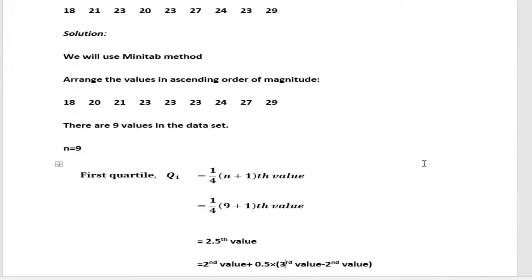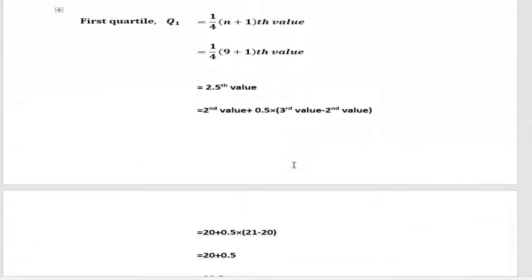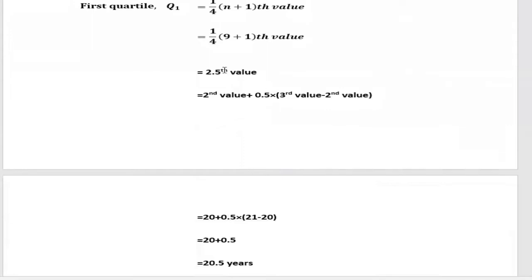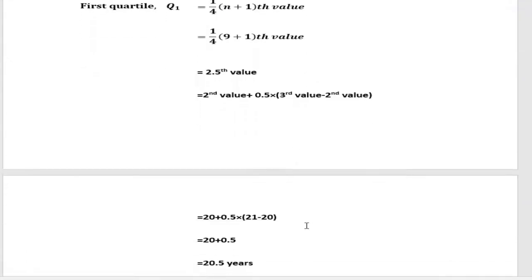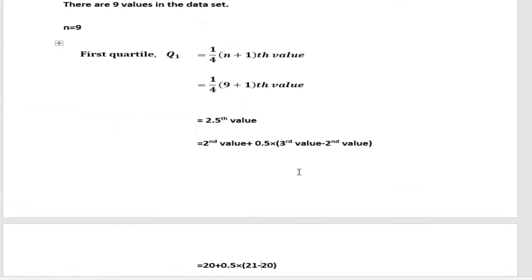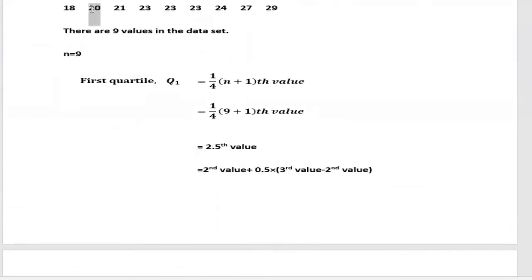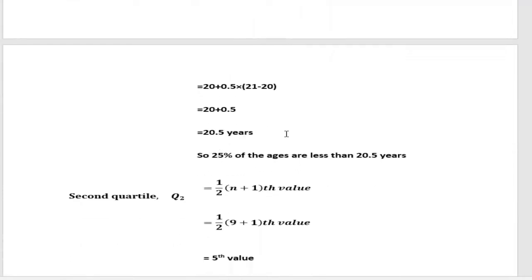So what is our second value? Our second value is 20. So we took the 20, plus 0.5 multiplied by the third value minus the second value. The third value is 21, and the second value is 20. If you do the calculation, we will get 20 plus 0.5, and that will be 20.5 years.